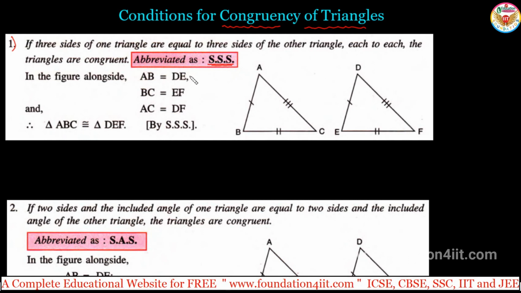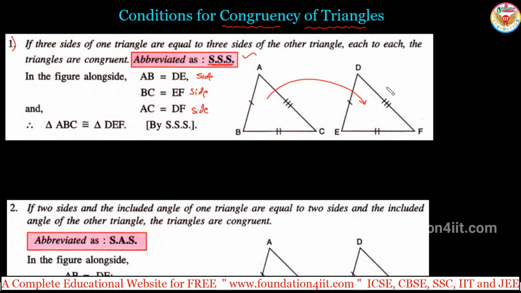So 3 sides: side, side and side. By the triple S property or triple S axiom, triangle ABC is congruent to triangle DEF. That means they exactly coincide. Triangle ABC will coincide on DEF. So congruent. One property is triple S, because to solve the problems we need to apply those properties in these questions.